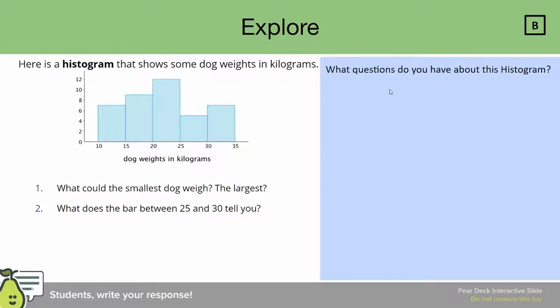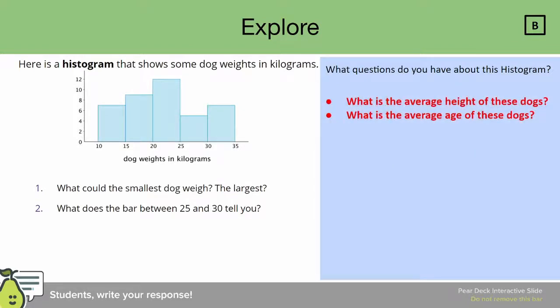So with that said, what are some questions that you have about this histogram? Please pause this video and let me know. What do you think? All right, welcome back. If you said that you want to know what is the average height of these dogs, that is a valid question. Maybe you want to know what is the average age of these dogs. So you might have a lot of questions that relate to this specific histogram, and they are correct. Good job. All right, let's look at the first question they want to know from us.